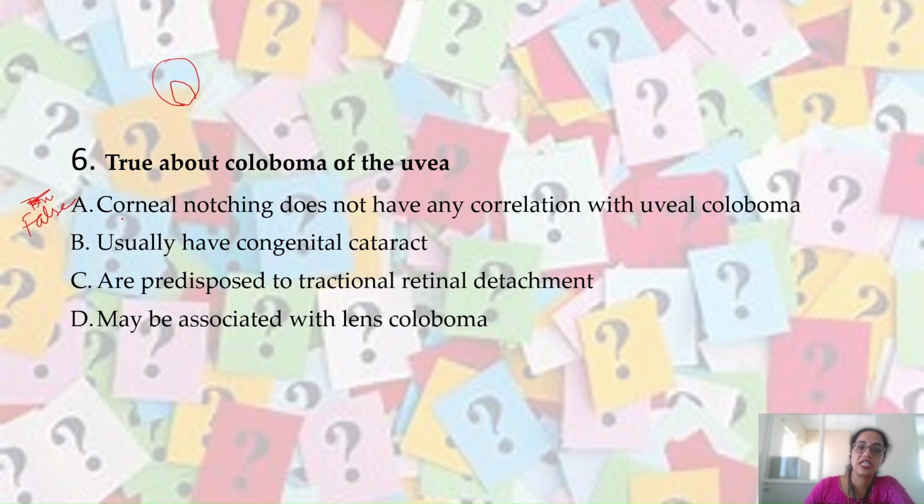Usually they have congenital cataract. Again, this is false because these patients usually tend to have zonular coloboma, with loss of zonules in that area. They do not have a congenital cataract. They are predisposed to developing retraction and retinal detachment. This is false. They do develop retinal detachment, but it is rhegmatogenous because there might be holes on the margins of the coloboma. It may be associated with lens coloboma. This is true, so the last option is correct.